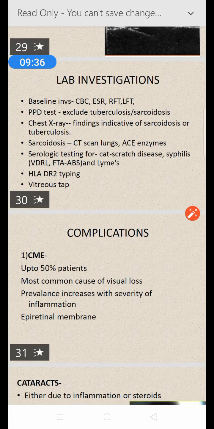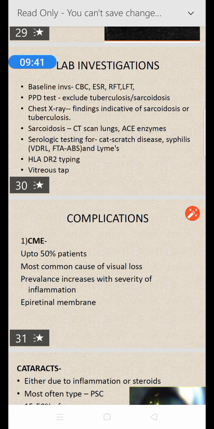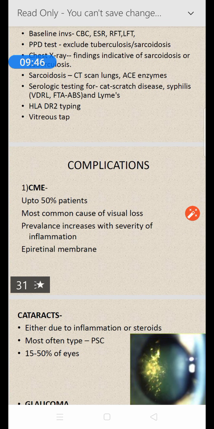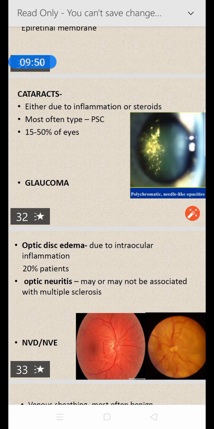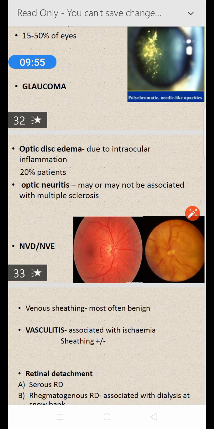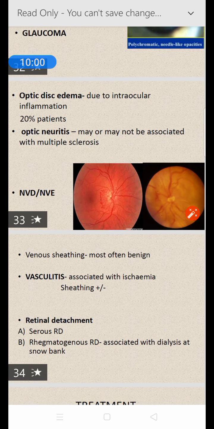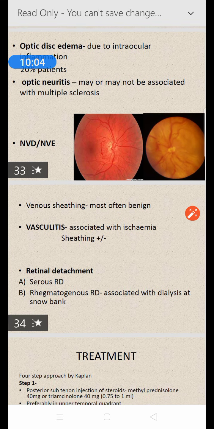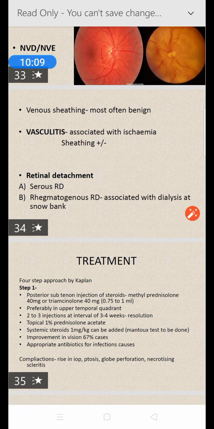The most common complication associated with intermediate uveitis is cystoid macular edema, followed by complicated cataract, glaucoma, optic disc edema, optic neuritis, neovascularization of the disc or elsewhere, and venous sheathing. Most of the time it is benign, and there may be vasculitis and retinal detachment. Most commonly you see serous and rhegmatogenous types of retinal detachment.